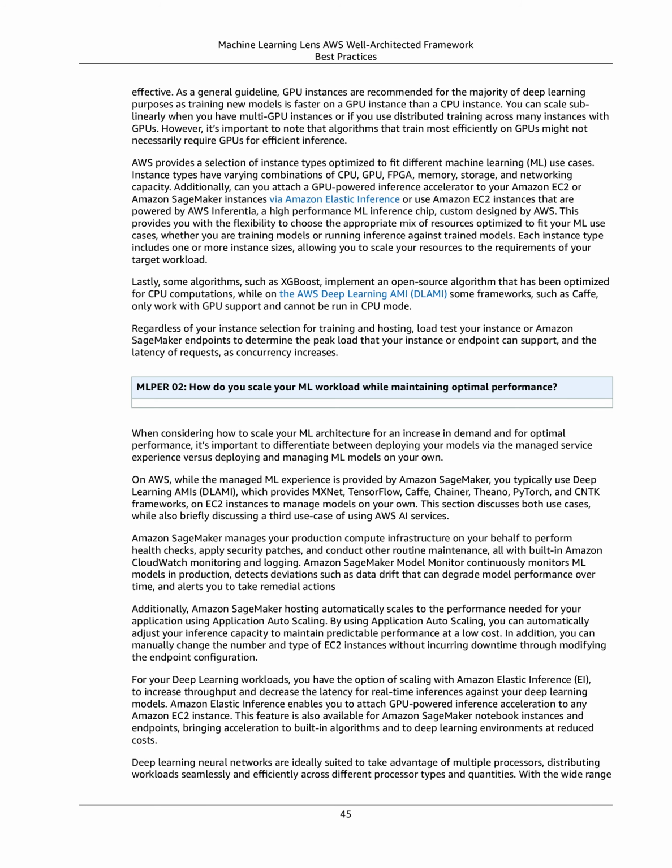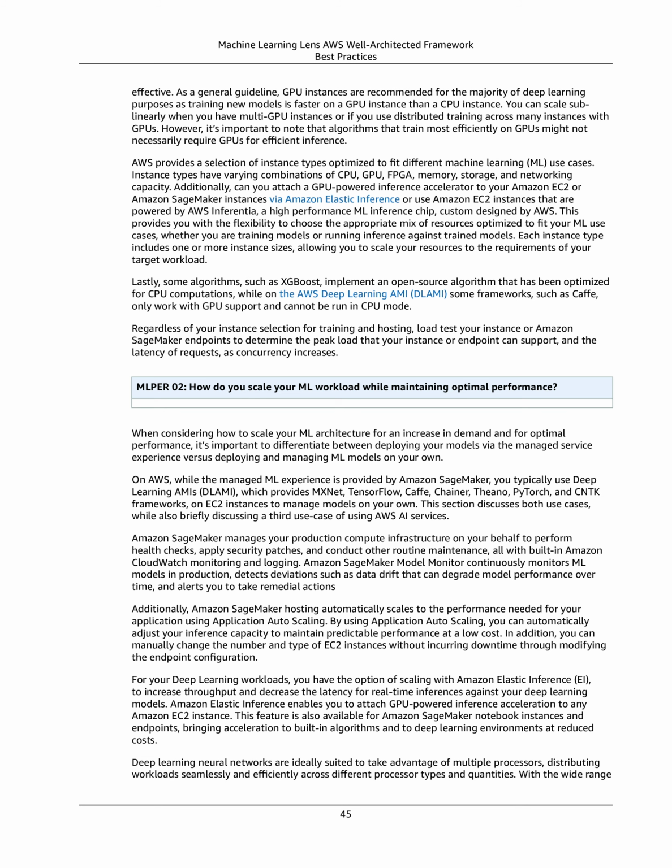As a general guideline, GPU instances are recommended for the majority of deep learning purposes, as training new models is faster on a GPU instance than a CPU instance. You can scale sublinearly when you have multi-GPU instances or if you use distributed training across many instances with GPUs. However, it's important to note that algorithms that train most efficiently on GPUs might not necessarily require GPUs for efficient inference. AWS provides a selection of instance types optimized to fit different machine learning, ML, use cases.